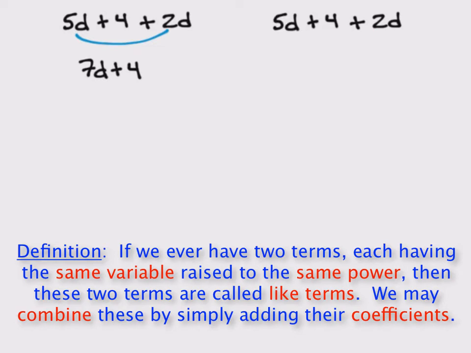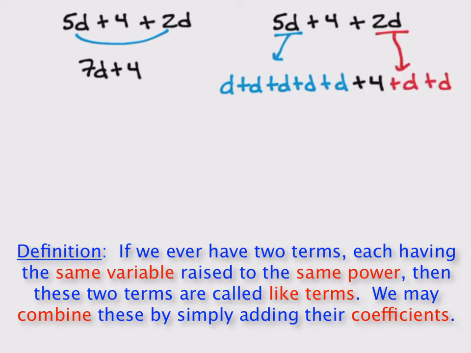Recall, 5d means d plus d plus d plus d plus d, and 2d means d plus d. So it's no surprise that when we have something like 5d plus 2d, we end up with 7d, and in this case, 7d plus 4. Let's try a few more.